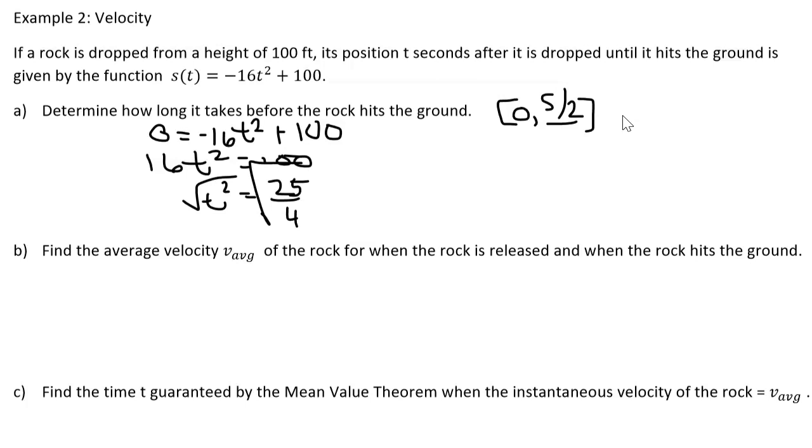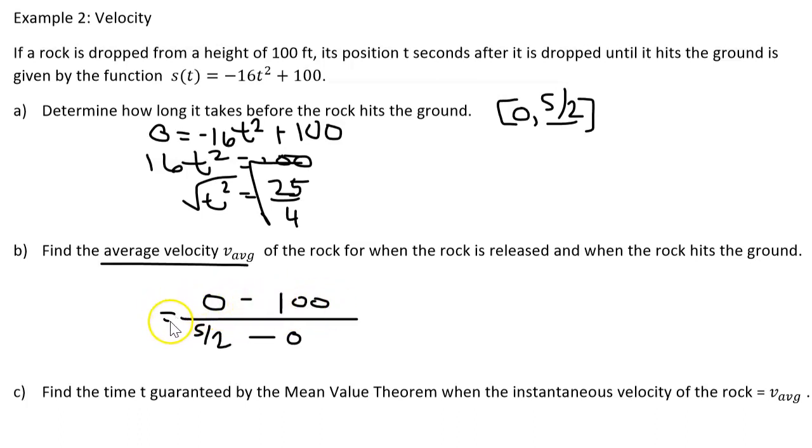Next, we're being asked to find the average velocity of the rock when the rock is released and when it hits the ground. So average velocity is also known as your slope. Your slope is an average here. So we're going to find the slope of the position from the beginning to the end of when the rock has been dropped. So the ending is at 5/2, and the beginning is at 0, and then the ending position is 0, and the starting position is 100.